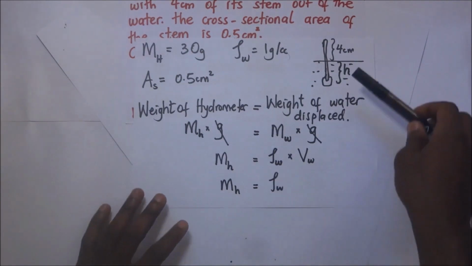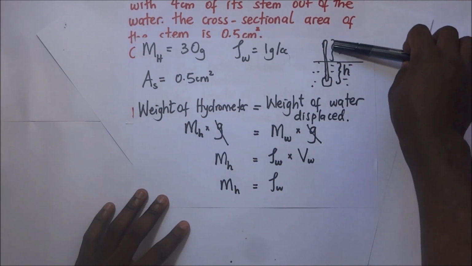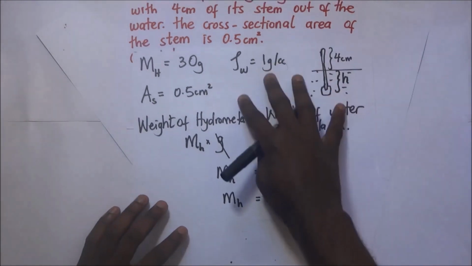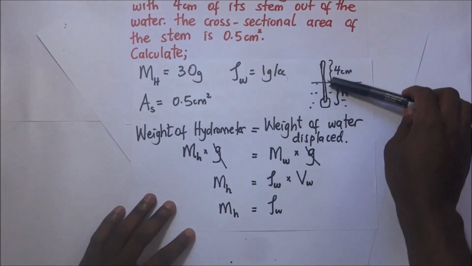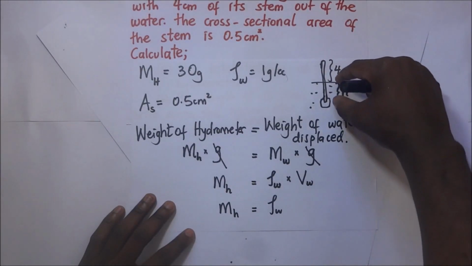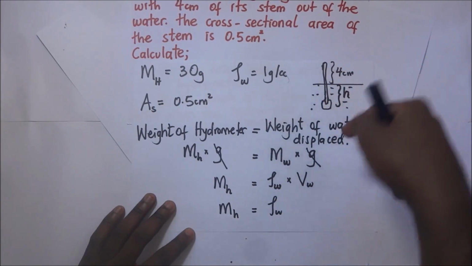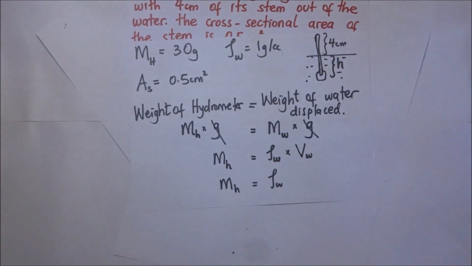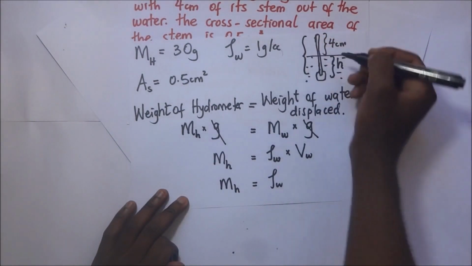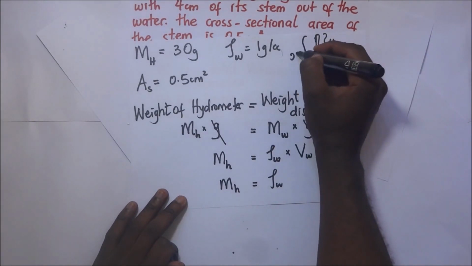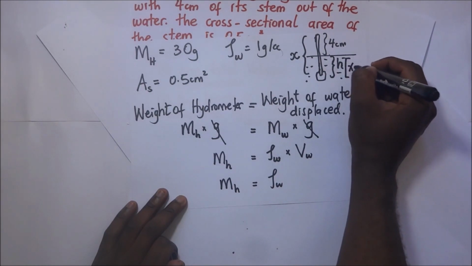But the thing here is that we do not know the height that has been submerged. The question is only giving us the height that is exposed. If you look at the question, it's saying that 4 centimeters of the stem is out of the water. So it is 4 centimeters that is out. We're interested in the height that has been submerged, because it is this height that is going to give us the volume of the water that has been displaced. So we can call the entire height of the whole hydrometer x. And so the height that has been submerged here is going to be x minus 4.